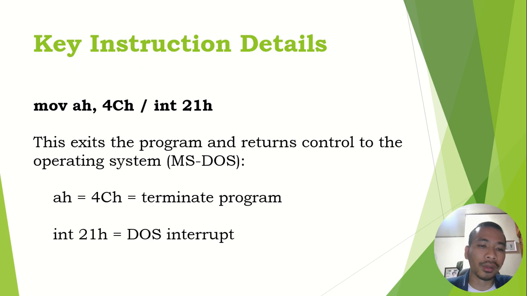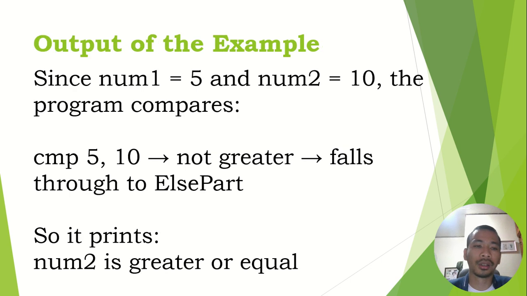So MOV AH, 4CH, INT 21H. This exits the program and returns control to the operating system, or MS-DOS. So AH equals 4CH means terminate the program, and INT 21H is the DOS interrupt. So the output of the example that I already showed you: since num1 is 5 and num2 is 10, the program compares. So CMP 5, 10, not greater, falls to the else part.